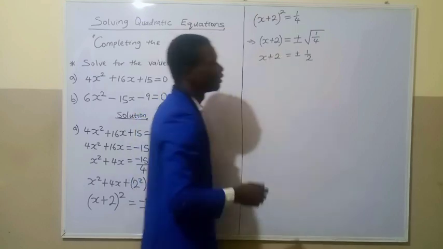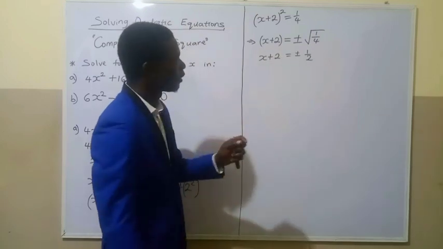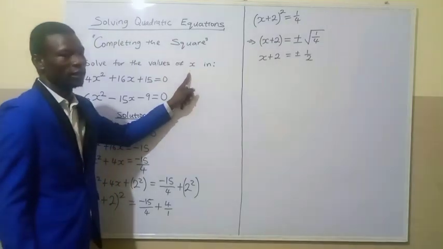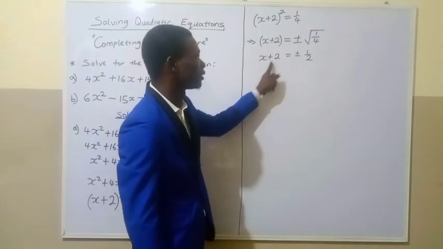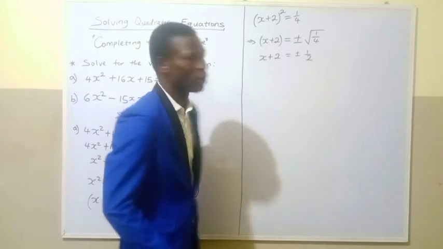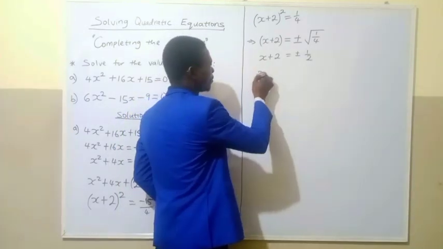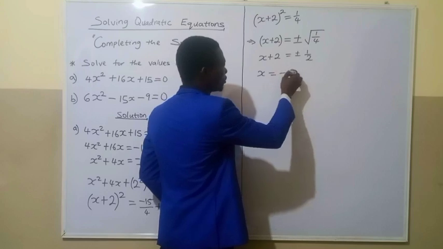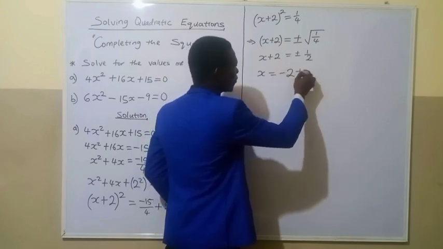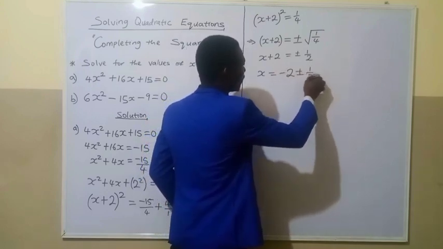x plus 2. So our target is to solve for the values of x. It means that 2 is going to leave the position of x to come and meet 1 over 2. And in that case, x equals, if plus 2 crosses to the other side, becomes what? Minus 2 plus and minus 1 over 2.